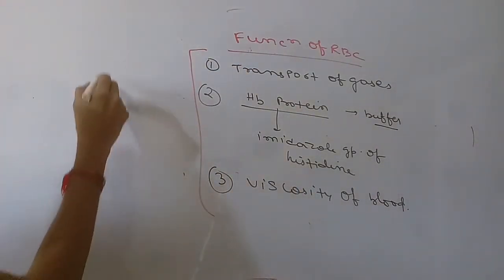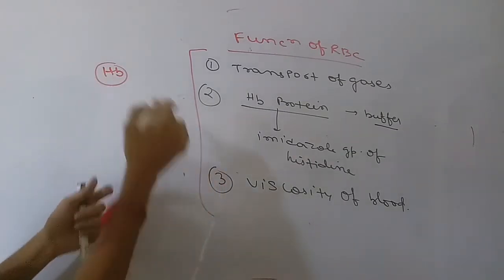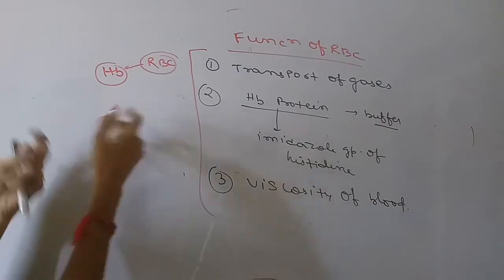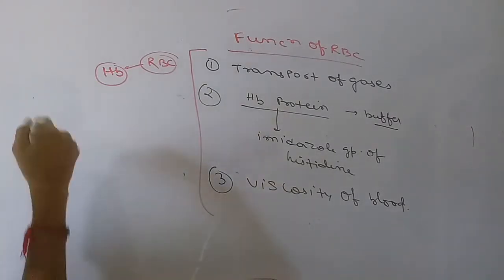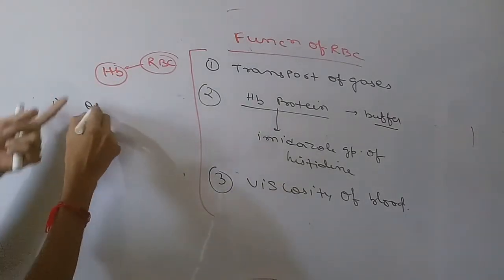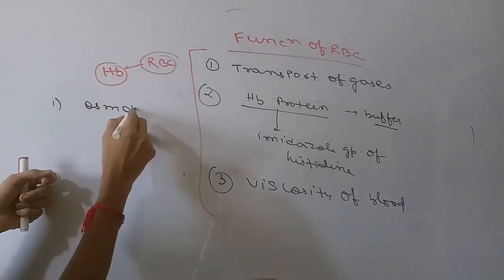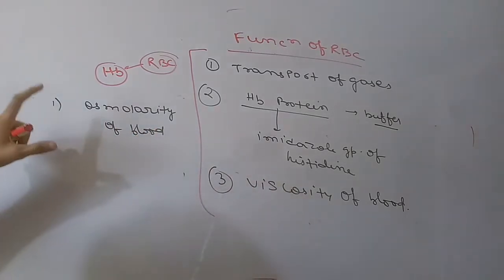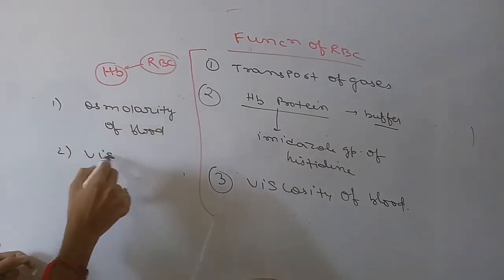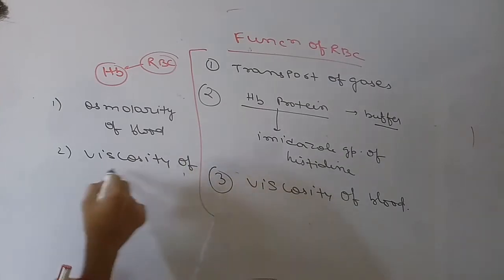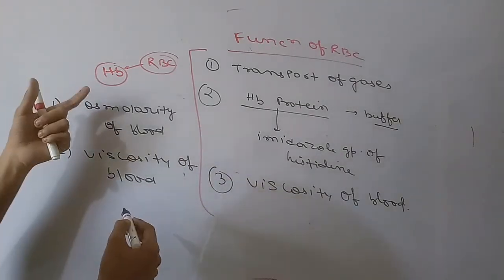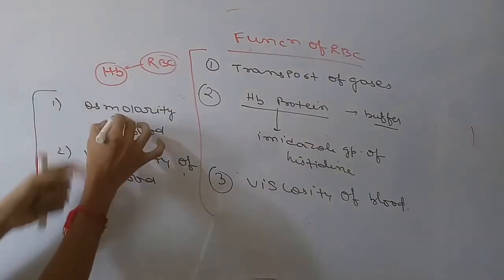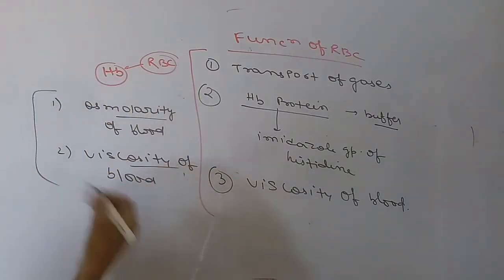Now one question arises: suppose hemoglobin is present outside the RBC, not inside the RBC, then what will happen? The first point is that it is a solid particle, so it will increase the osmolarity of blood. The second is that it also increases the viscosity of blood, because it is a solid particle. So it has two impacts on blood: it increases osmolarity and it increases viscosity.